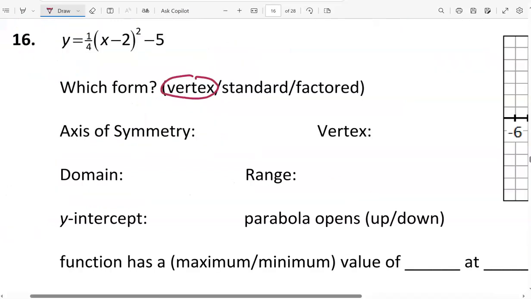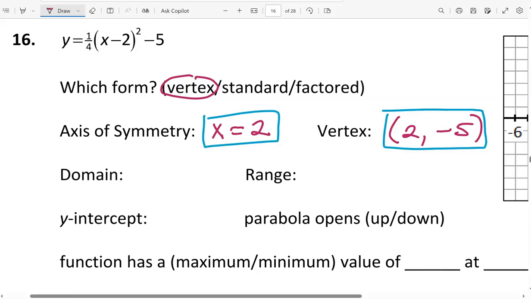In 16, we can see that this is in vertex form. The axis of symmetry is x equals the x value of the vertex, so that would be x equals 2. We know that our vertex has the x-coordinate 2, and in vertex form you can see the y-coordinate for the vertex is -5. We can see by the a value here, +1/4, that this parabola must open upward. So if it opens upward, that y value is going to be a minimum value. We'll see that in just a little bit.